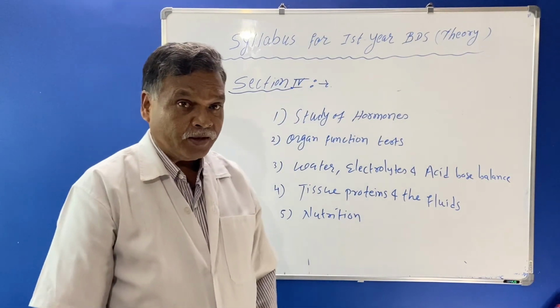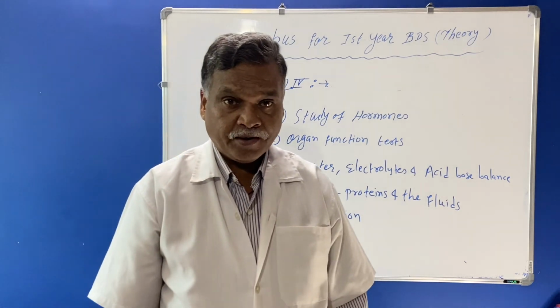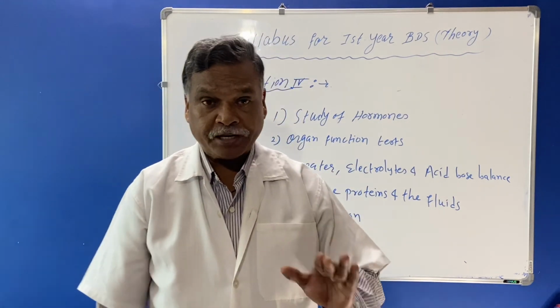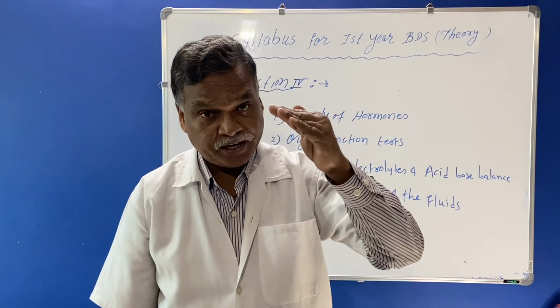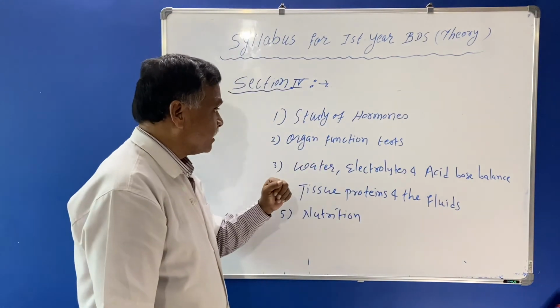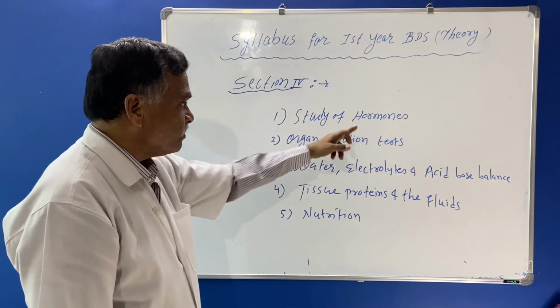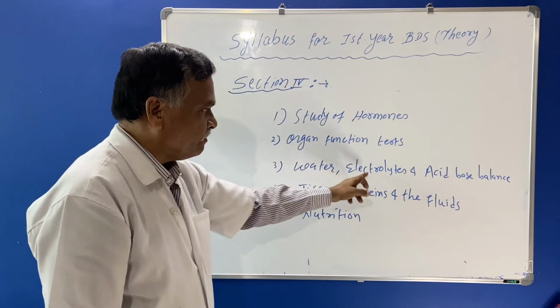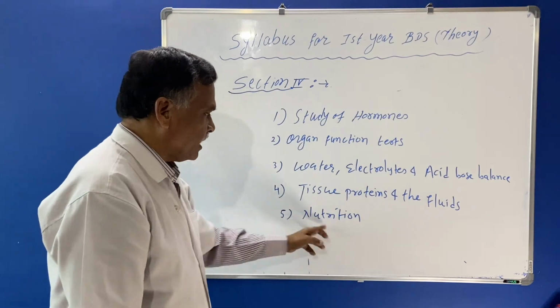So friends, this is the syllabus for first BDS, and you have to take care about which chapter covers what. The analysis of the chapters is important. So you must know this is the analysis for section 4: study of hormones, organ function tests, water electrolyte, acid base balance, tissue proteins and the fluids, and nutrition.